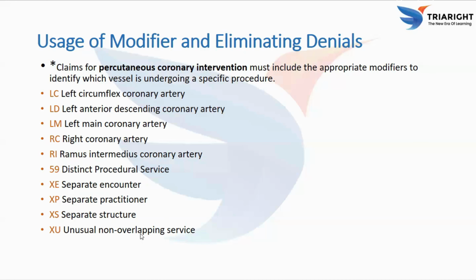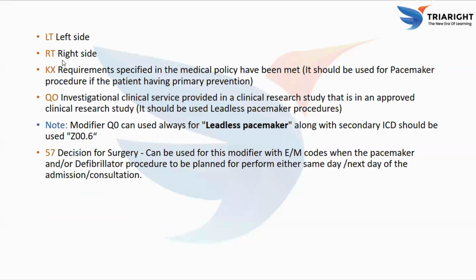And the next modifiers are the laterality modifiers, LT and RT. LT, left side, is used when the procedure is performed on the left side, and RT, right side, is used when the procedure is performed on the right side. And modifier KX is for medical policy requirements met. This is used when a payer requires proof of medical necessity, and this is very common in pacemaker or ICD primary prevention cases. It indicates the patient meets coverage criteria and the documentation supports the indication. For example, an ICD implanted for primary prevention in cardiomyopathy: you have to assign the CPT code plus the KX modifier.